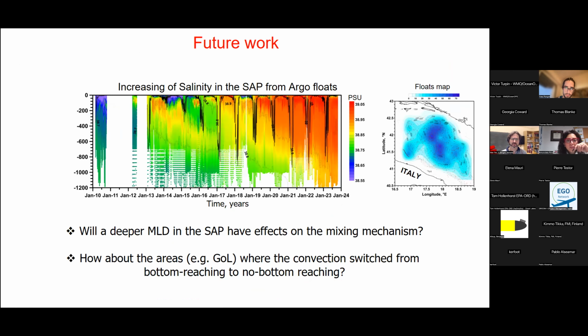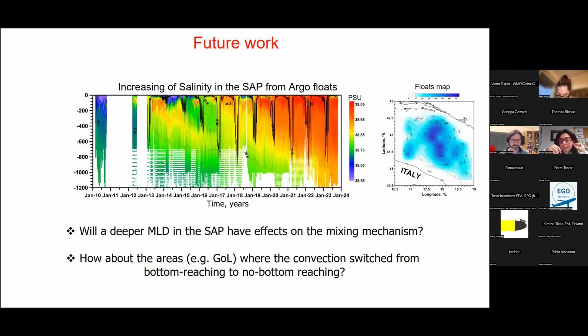So back to the South Adriatic, we know from floats and other observations that salinity is increasing a lot. If salinity increases, the mixed layer depth changes. And the question is, will this mixed layer depth increase affect the mixing mechanism? Because this cone can be seen only when there is a no bottom reaching event.